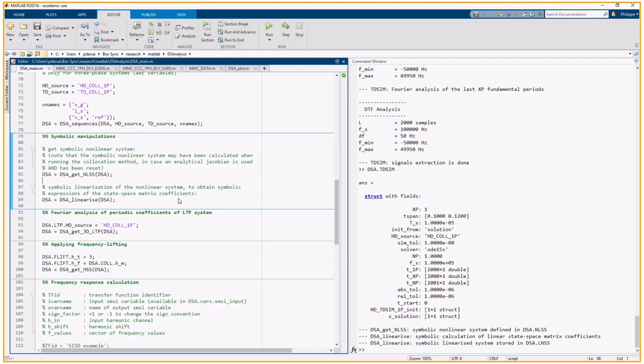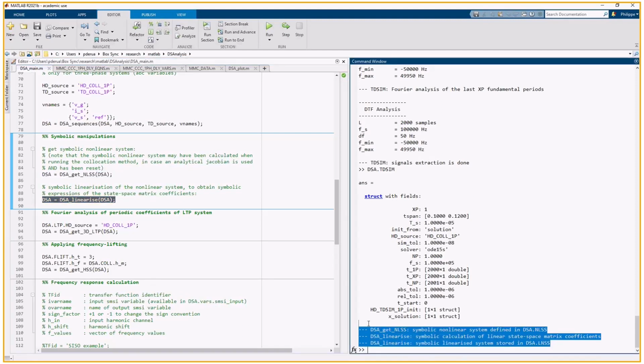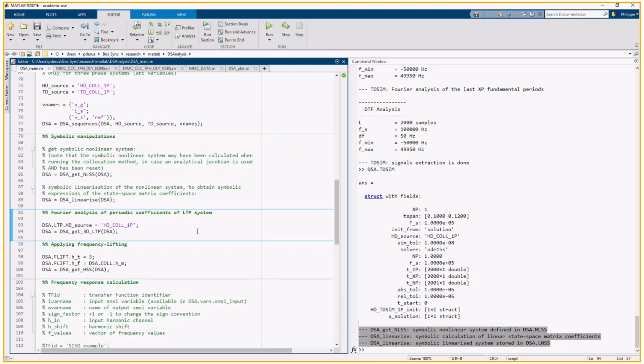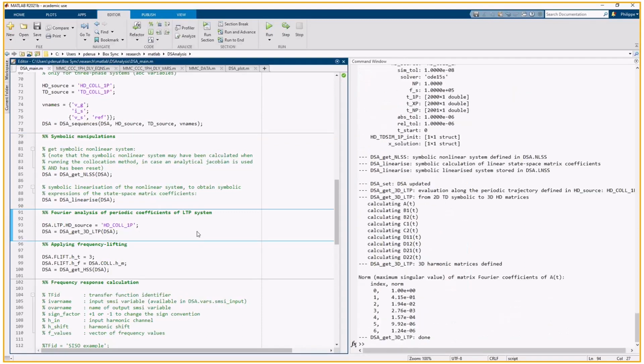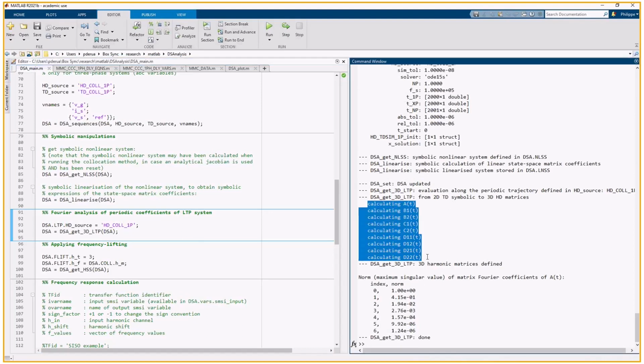We can, as before, get the symbolic representation of the nonlinear system. We can linearize it. This is done. We can calculate the Fourier coefficients of all of the state space matrices. Naturally, this time we are working with a generalized time periodic representation which accounts for delays. You will recognize these matrices by having a look at chapter 4 of my PhD thesis.